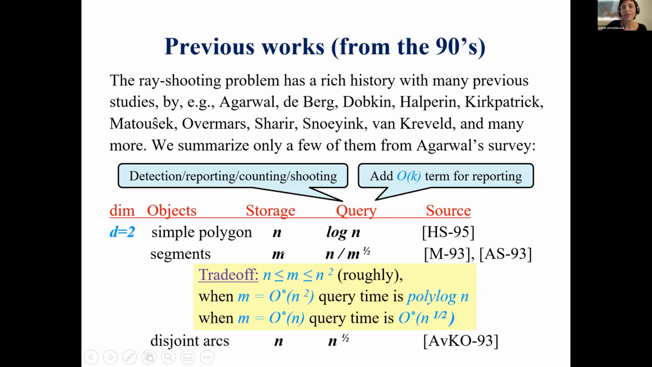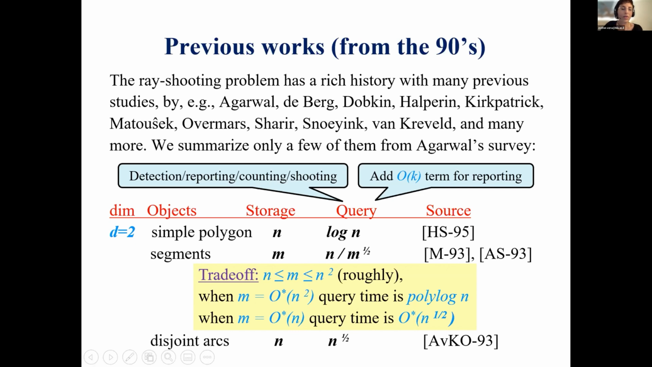So in the plane, ray shooting in a simple polygon: Hershberger and Suri showed a data structure of linear storage, where a ray shooting query can be performed in logarithmic time. For segments in the plane, this has been studied by a number of people, including Matoušek, Agarwal and Sharir. They gave a trade-off bound where the storage is m and the query time is n over root m.